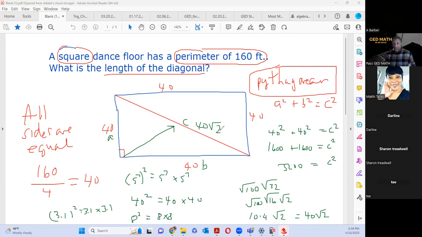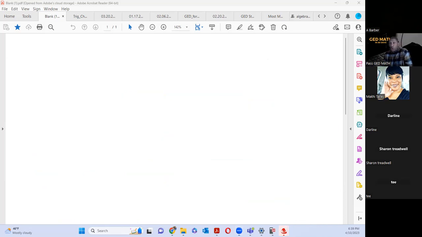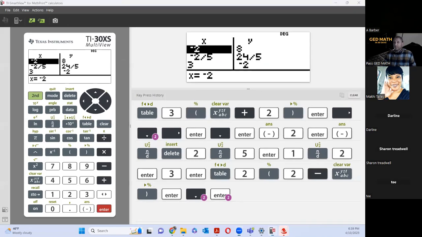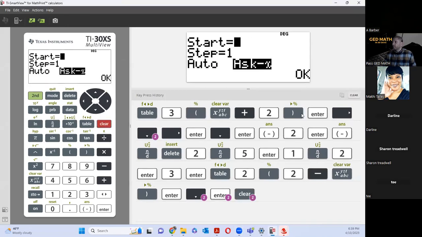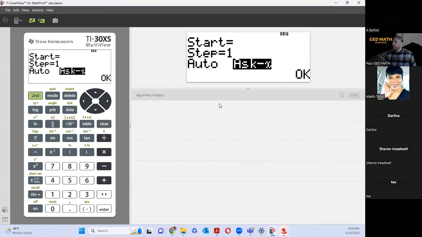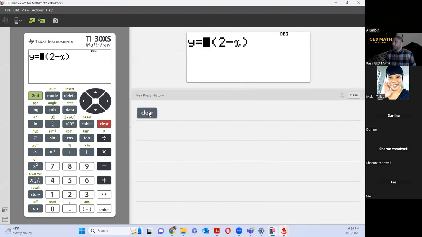So now I'm gonna show you how to do it using the calculator. I showed you by hand our answer is 40 square root of 2. Watch this. Now I'm gonna show you with the calculator because you saw how long it took us by hand. So it's not 40 feet, so it's 40 square root of 2. That is not 40 times 2. 40 square root of 2.